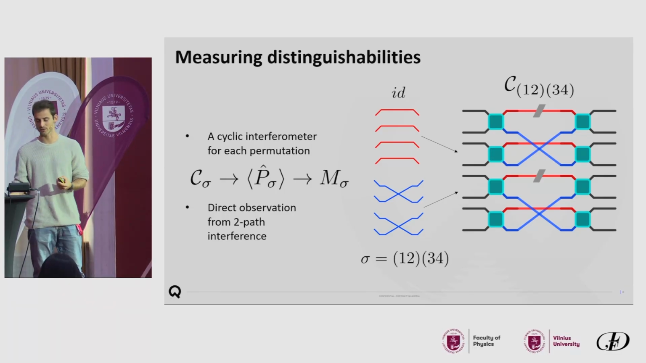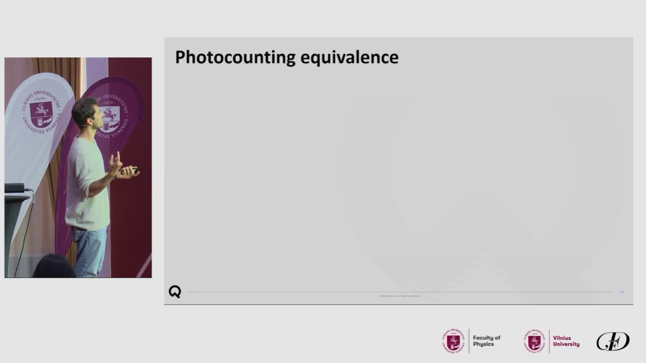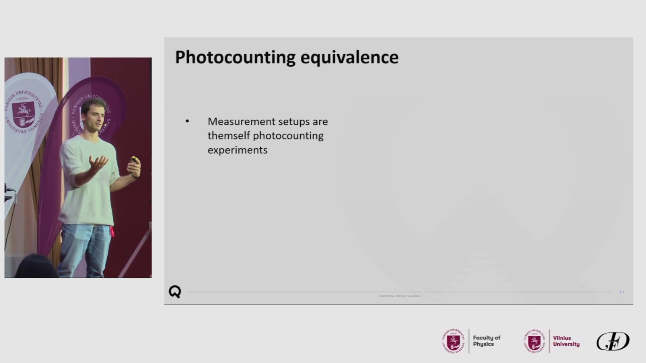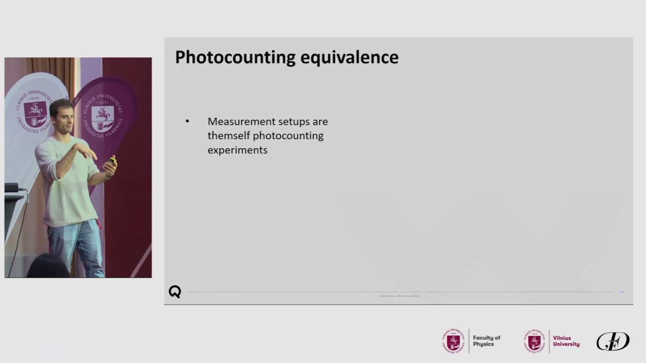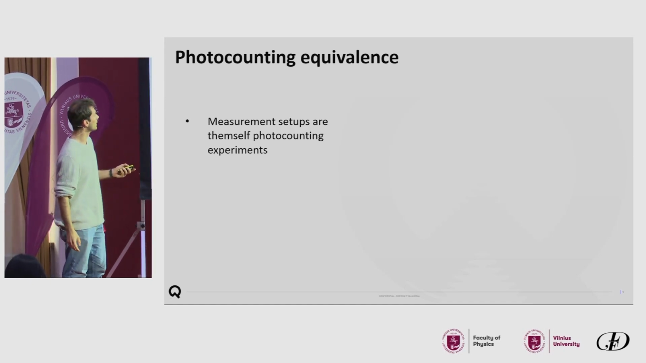The next relevant question is, is this information somehow redundant? The first thing that we can observe is that not only do these setups allow us to access all the parameters of the path framework, but they also live in the same settings that this framework is supposed to predict. They are very simple photon counting experiments.